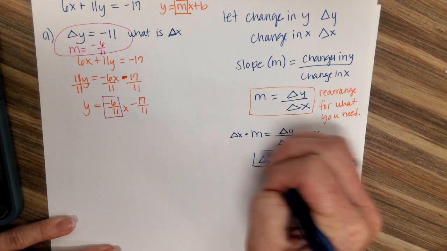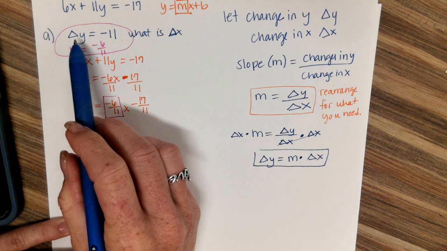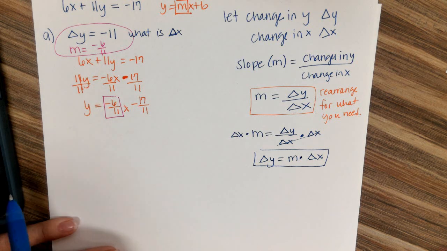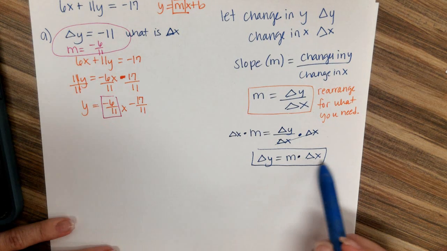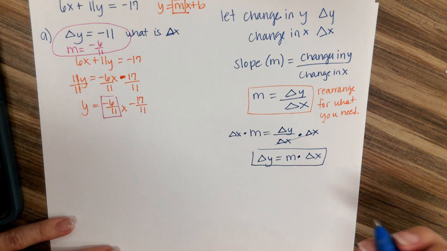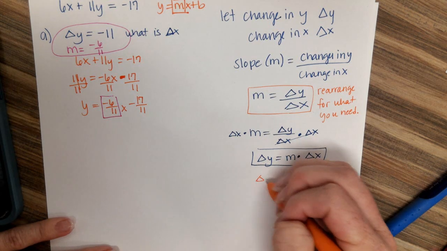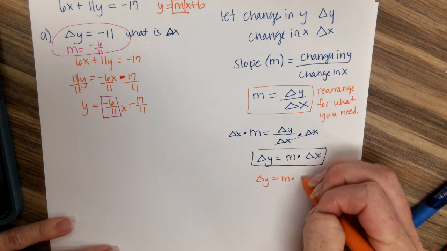So that's one thing, but I don't need the change in y. They gave it to me. So I need the change in x. So I'm going to take this formula and now solve for the change in x. So I'm going to rewrite that. So the change in y equals m times the change in x.